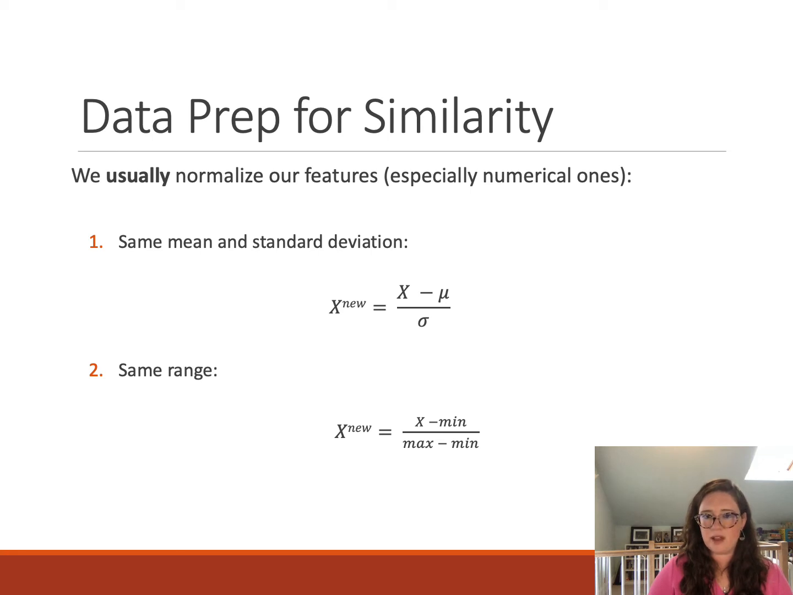So this will give everything a mean of 0 and a standard deviation of 1. We can also give everything the same exact numerical range by subtracting each feature by the minimum value that it takes on and then dividing by the range. That will put everything between 0 and 1. Either of these is acceptable, but usually if you have a bunch of variables that are on different scales, we have to do some normalization in order for kNNs to work well.